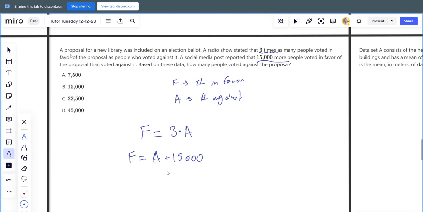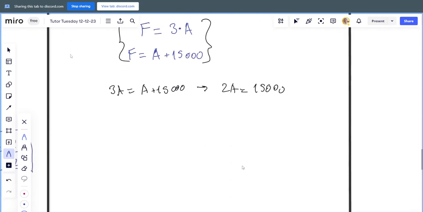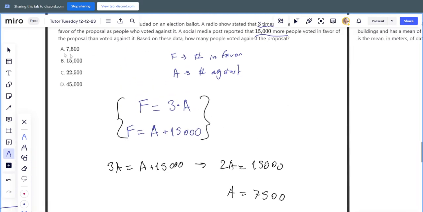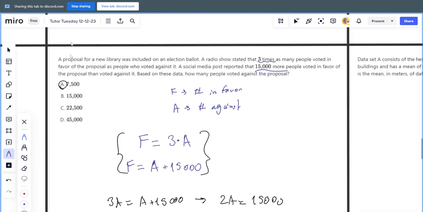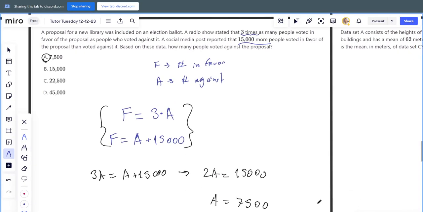Then if we want to solve for how many people voted against, we're going to substitute. We can substitute the top equation into the bottom one and get 3a is equal to a plus 15,000. 2a is equal to 15,000. And then divide by 2 to get a is equal to 7,500. Make sense? So that's going to be answer choice A.